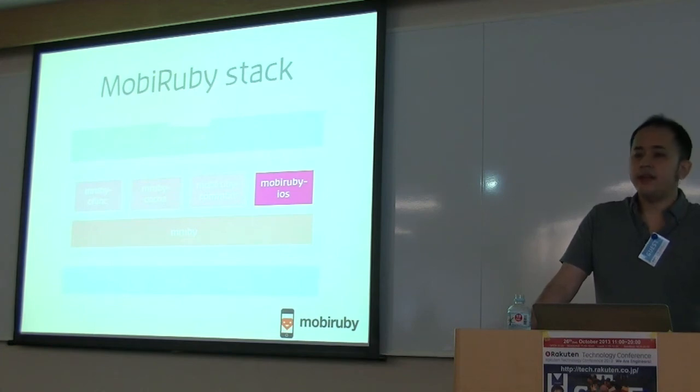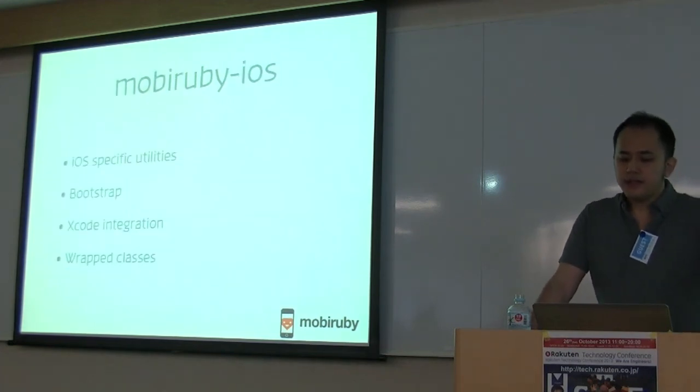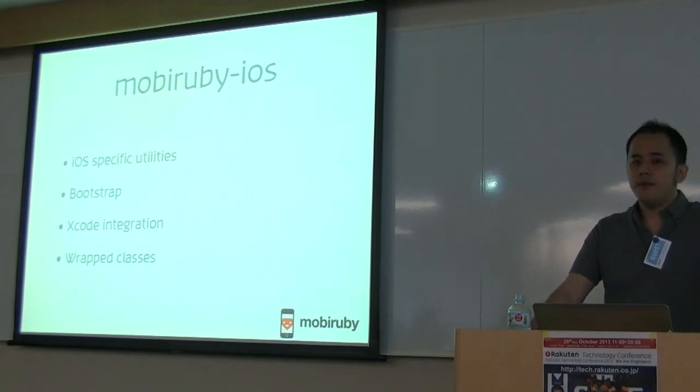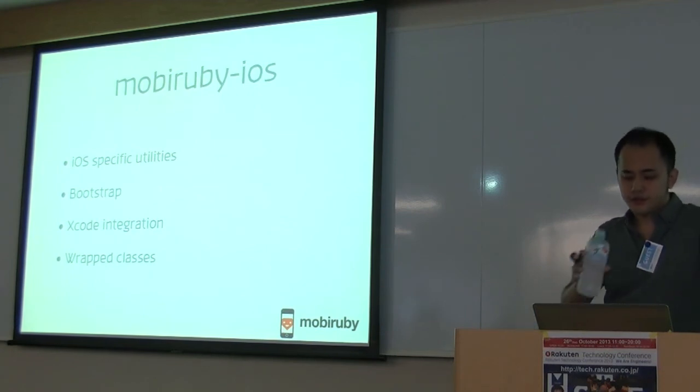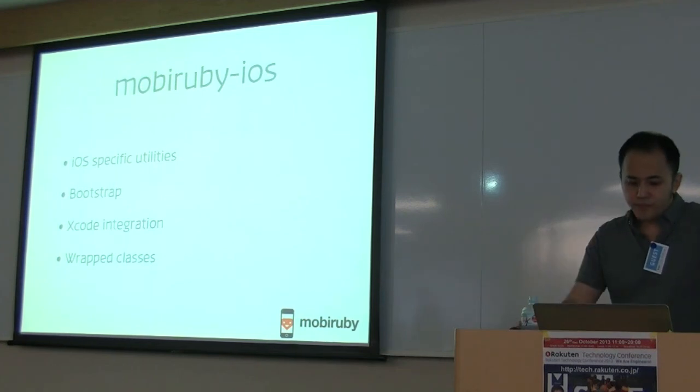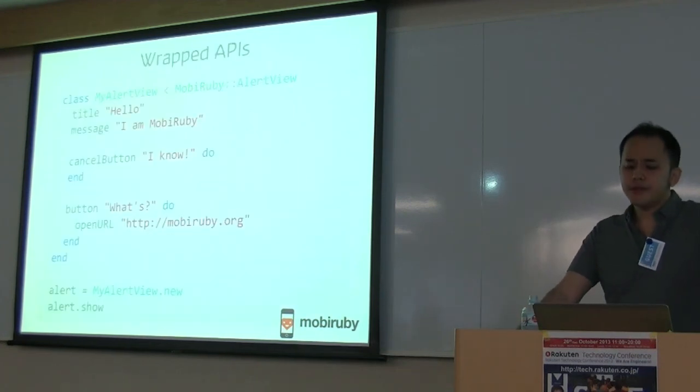The last component is Mobiruby iOS. It's the main part of Mobiruby for iOS. It provides iOS-specific utilities, including Xcode integration. In the first version, this component is poor, because I don't know Xcode deeply. I need help with Xcode configurations. In the future, Mobiruby will provide good wrapper APIs.